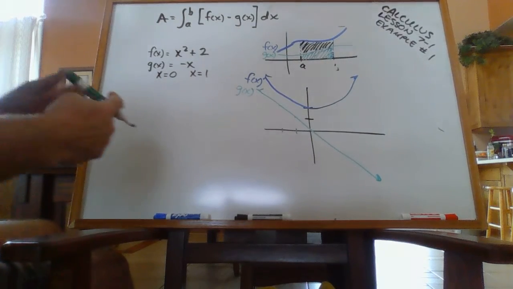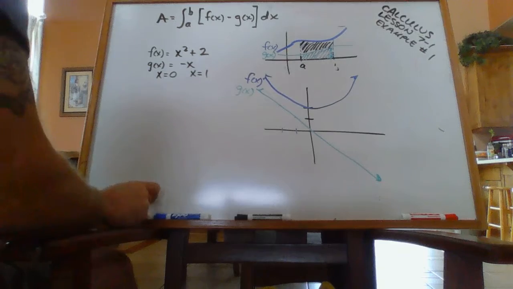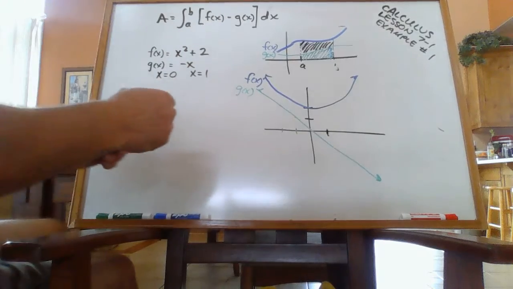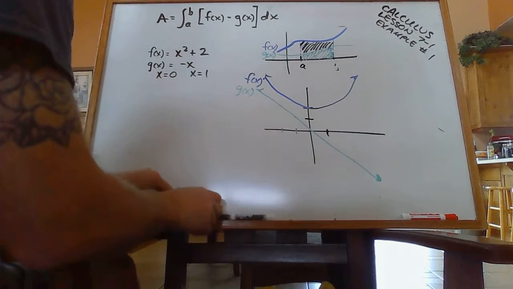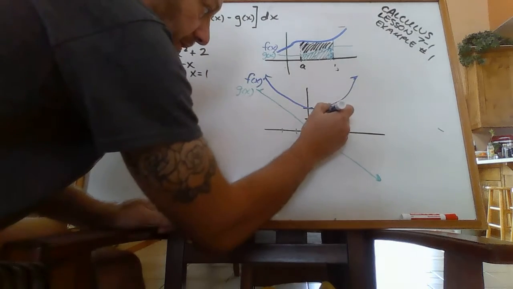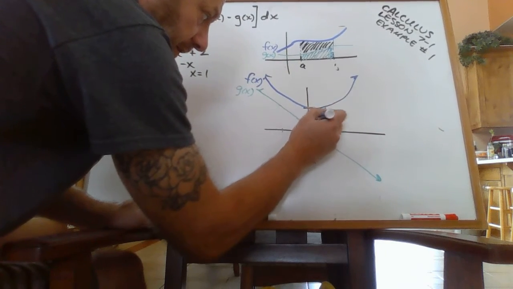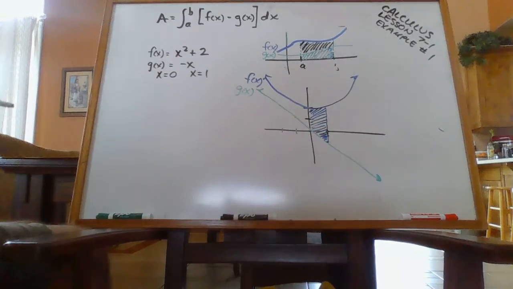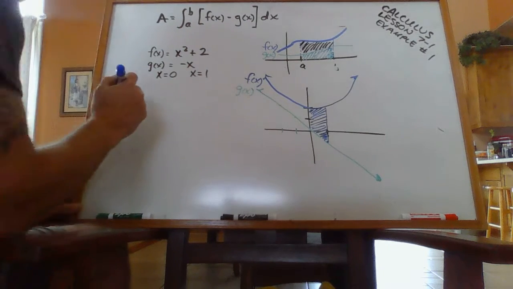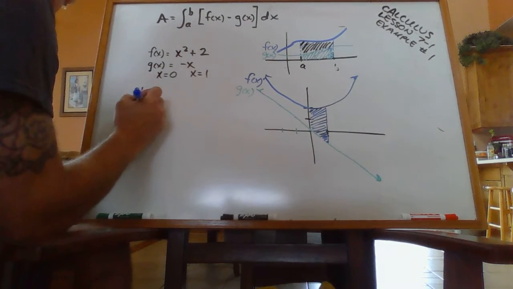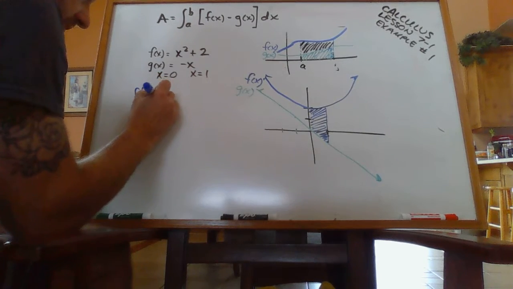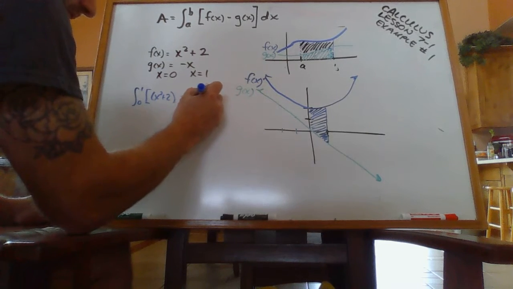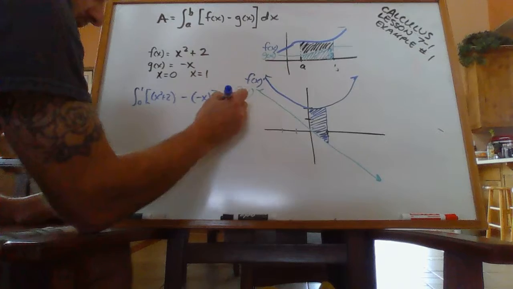And we want the area between those curves between 0 and 1. So here's 1. And essentially what we want is this area right here. Okay, so in order to do that, we're going to take the integral from 0 to 1 of f of x, which is x squared plus 2, minus g of x, which is negative x, dx.